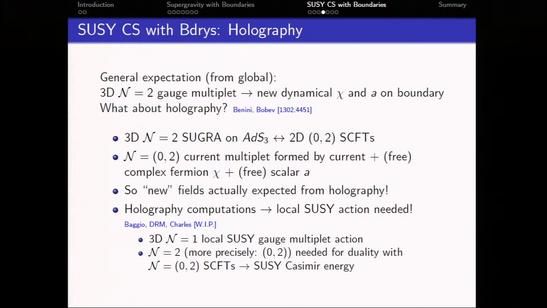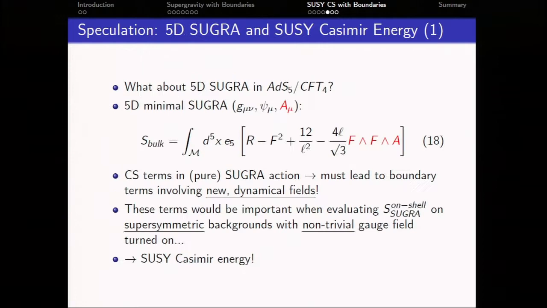Okay. So at this point, I think I've tried to tell a story about Chern-Simons theories and how supersymmetry forces you to add some new dynamical degrees of freedom on the boundary. I think this story in 3D, at least from the perspective of global supersymmetry, is somewhat understood, and for local supersymmetry, we're working on it. But I now want to go into the terrain of speculation, and talk about 5D supergravity and the supersymmetric Casimir energy.